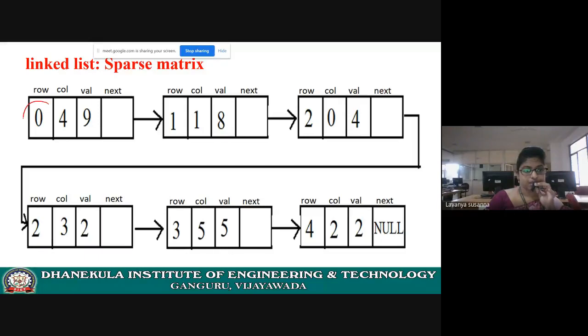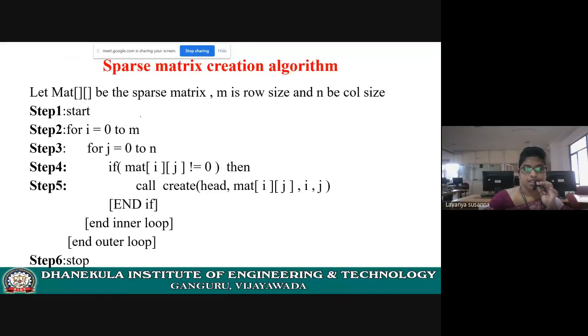Okay, first one is a row index. 0 is the row index of which one? Of the non-zero value 9. 4 is the column index of which one? Of the non-zero element 9. Next, you need to insert the non-zero value 9. I hope you understood all this already. Students, in the next class, I will explain the algorithm.